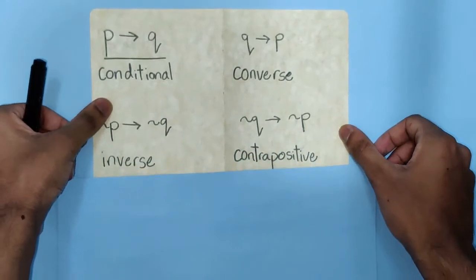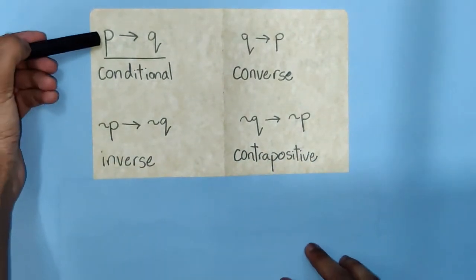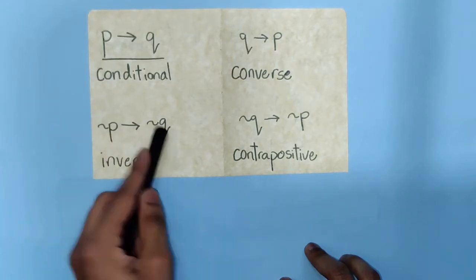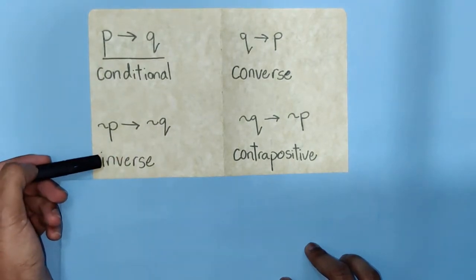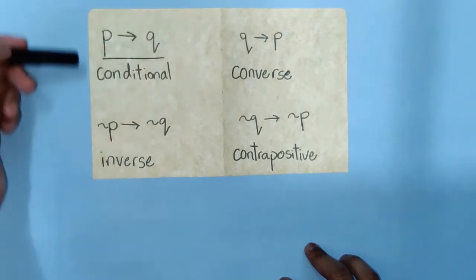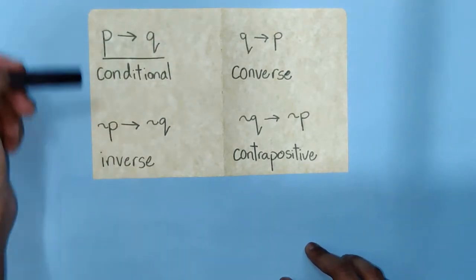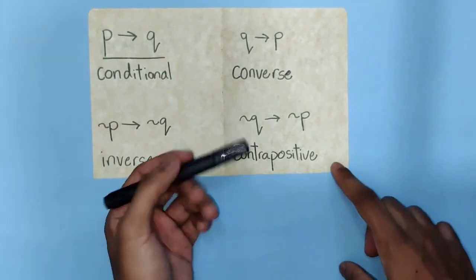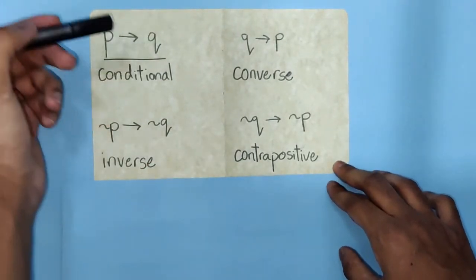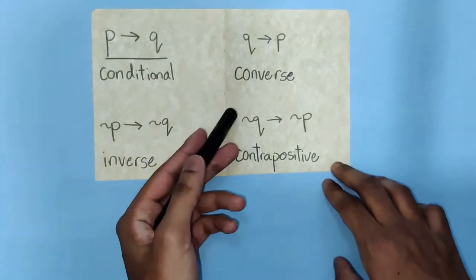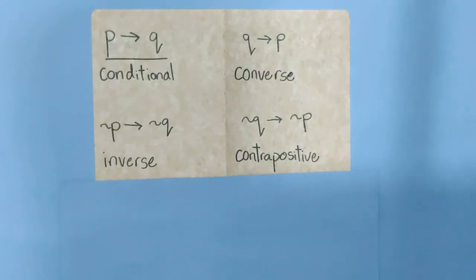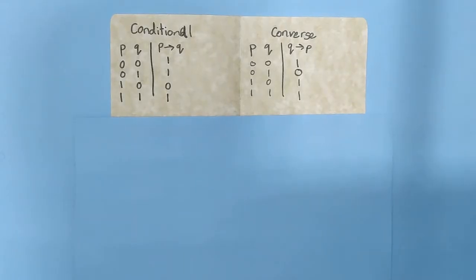There are two others. When you not both sides, you get not P implies not Q. That is called the inverse of this conditional statement. So the inverse of this is not P implies not Q. The contrapositive is when you flip both and you not both sides. So that would leave you with not Q implies not P. These are just standard definitions for conditional logic.